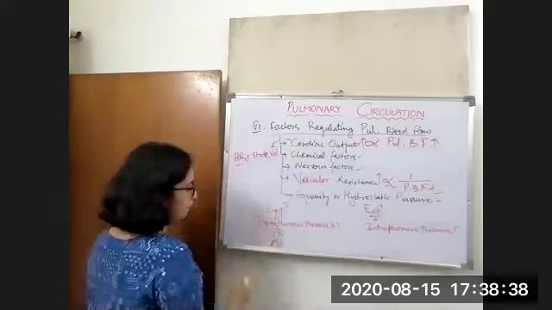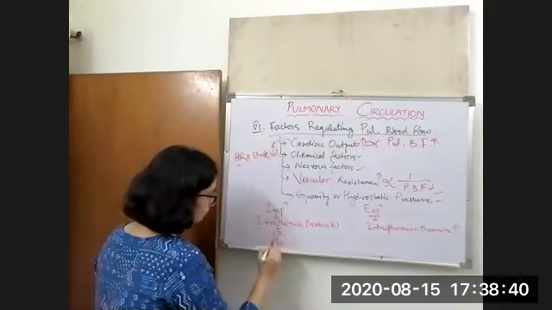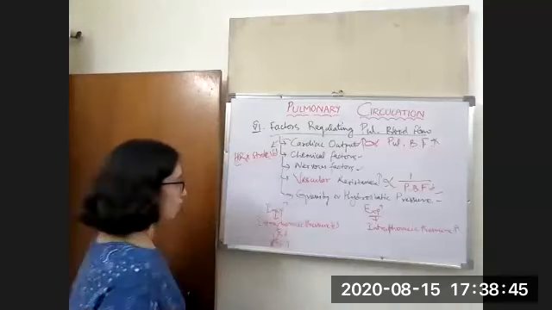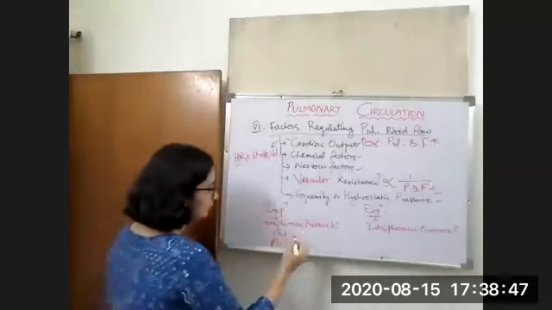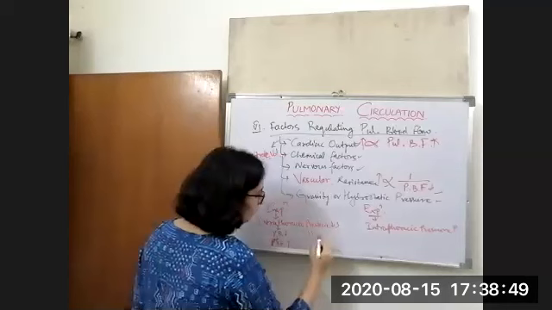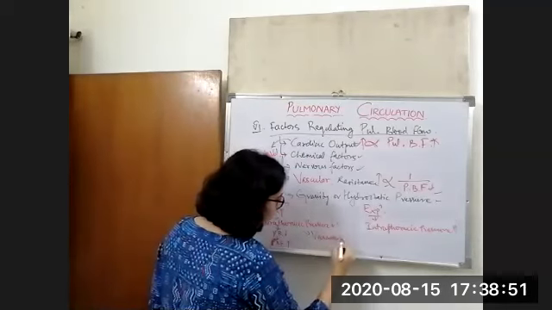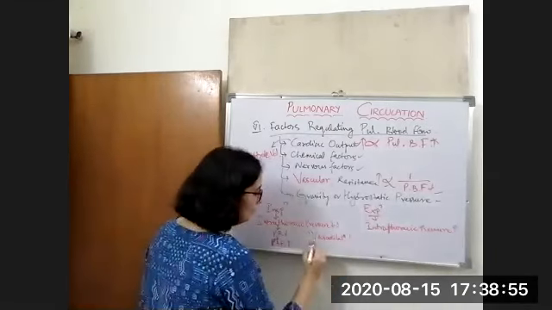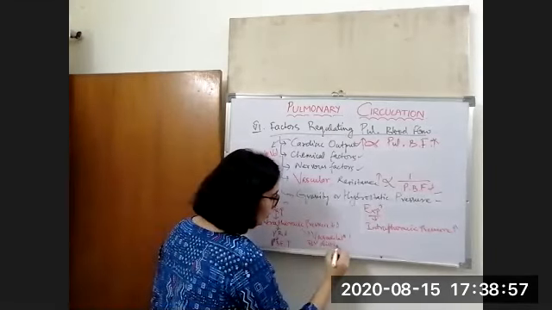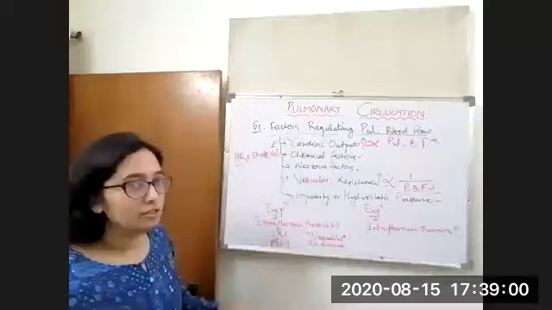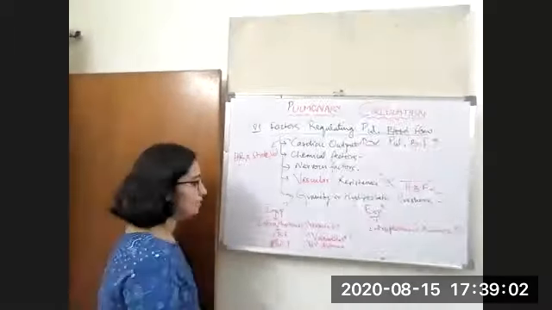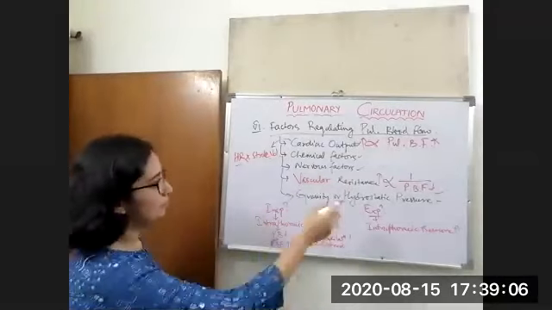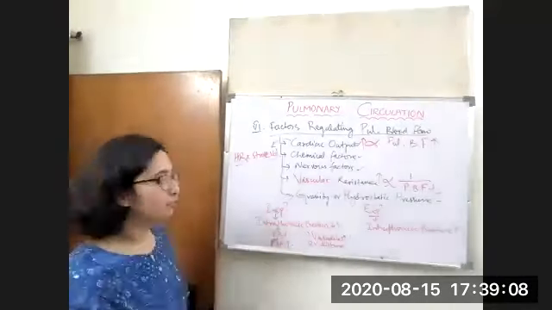So what will this do? This will cause vasodilatation, or the blood vessels will distend or dilate, and this will cause a decrease in the vascular resistance. And naturally, as it is inversely proportional to the pulmonary blood flow, the pulmonary blood flow will increase.